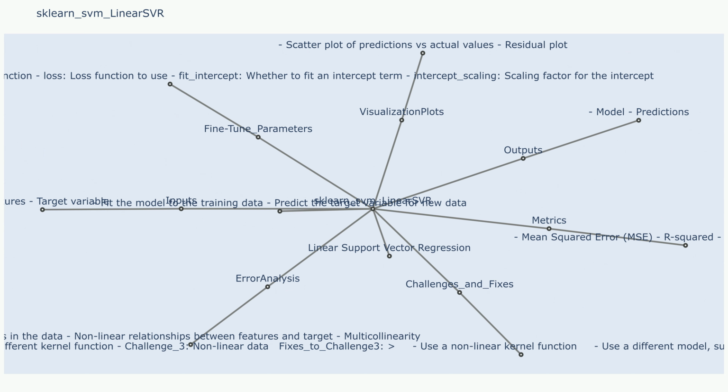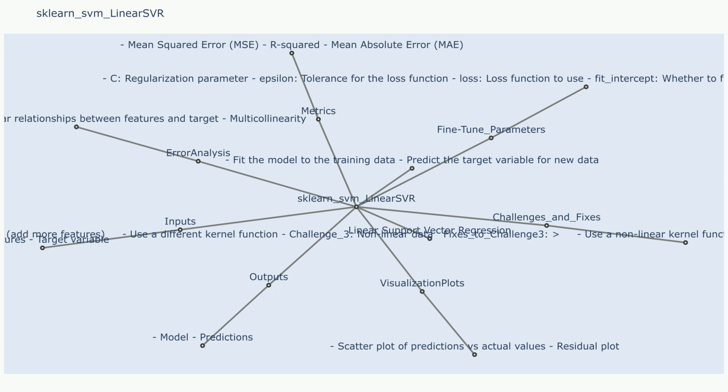You train a linear SVR model with a very large value of C and a small dataset. The model fits the training data perfectly but fails to generalize to new data points. Fixes to challenge 1. Reduce model complexity. Use a smaller value of C to increase regularization.